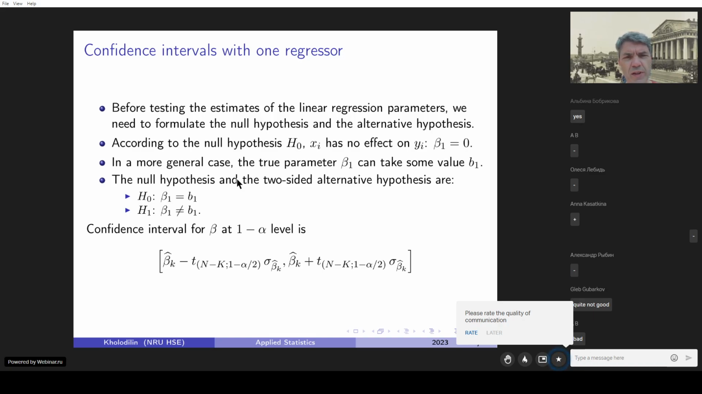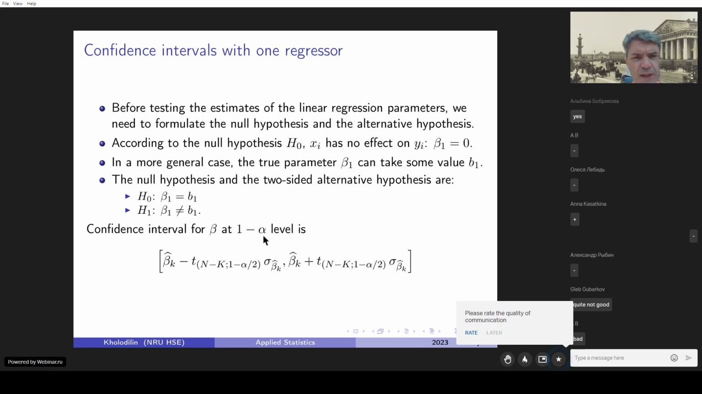But in a more general case, we can consider other cases when the true parameter can be different from 0. It can take some value b1, which is positive or negative, for example. So in this case, the null hypothesis will be that beta 1 is equal to b1. In a specific case, it can be 0, but not necessarily. And the alternative hypothesis will be that beta 1 is not equal to b1. Okay?